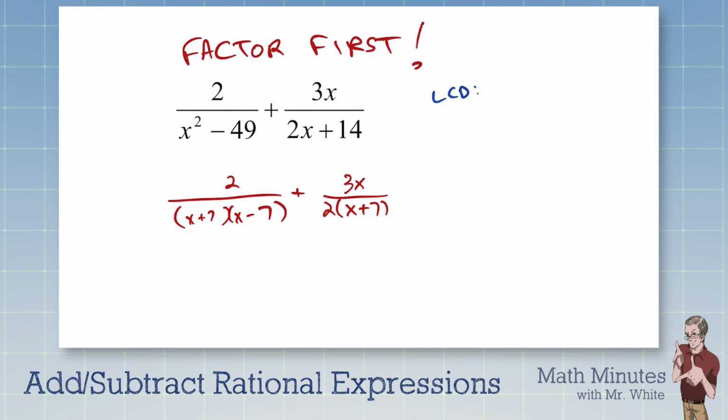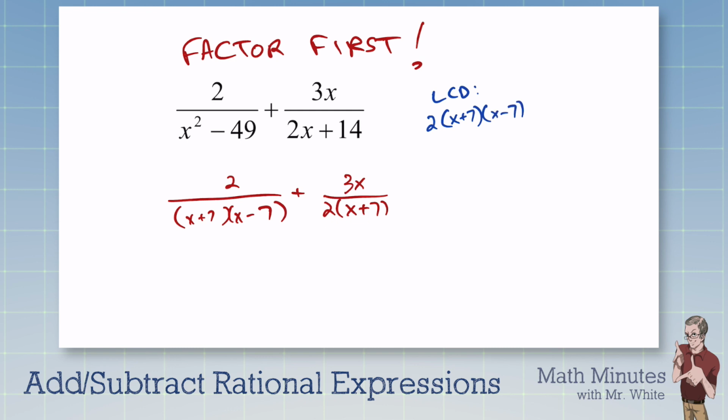What would it be here? Well, I see an x plus 7 on both of them already, so that's going to be part of our least common denominator, right? Now, this guy has a 2, and this doesn't. So we are going to have to use a 2 as part of our least common denominator. And then this fraction has an x minus 7, and this one doesn't. So we will have to introduce that and make sure that both fractions have an x minus 7.